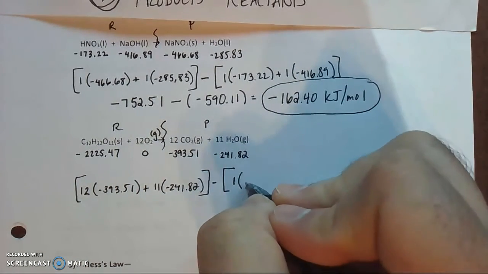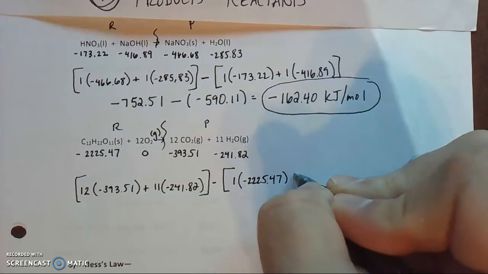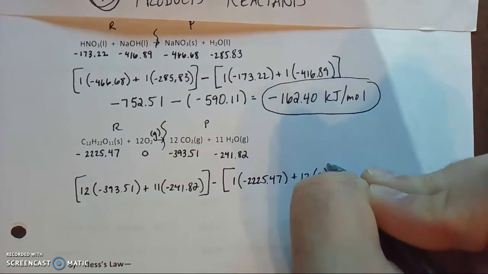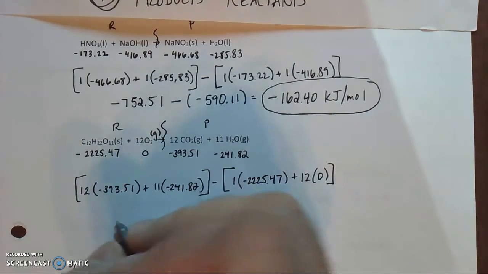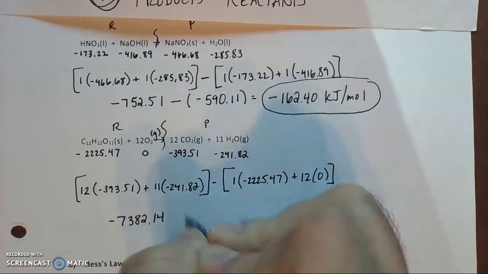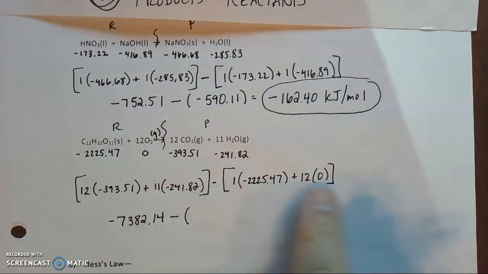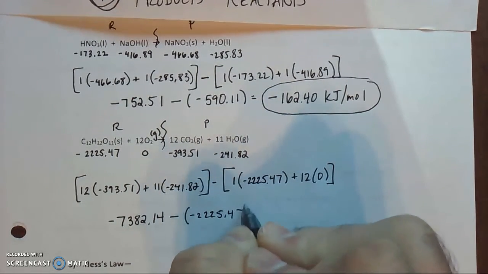I have 1 sucrose, and I have 12 oxygens. So again, you don't have to write out every single step, but it helps if we write out what we get in the brackets. So negative 7,382.14 minus our value here, 12 times 0, well, that's 0. 1 times that is just this number.